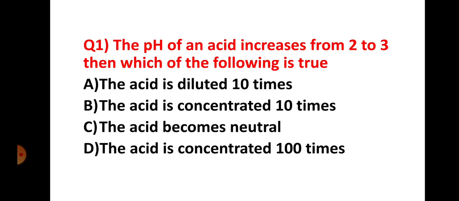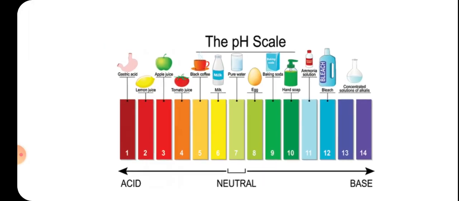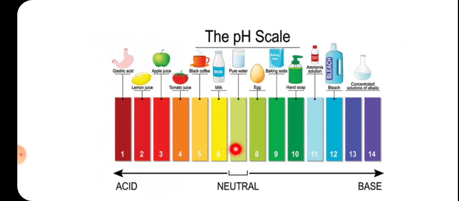Before moving to the answer of this question, let us see the pH scale chart over here. We know that if pH is 7, then that is pure water. If we move from 7 to 14, then base nature increases. So pH value 14 is the strongest base. Similarly, from 7, if we move to this side, then acid nature increases. An acid having pH value 1 is the strongest acid.